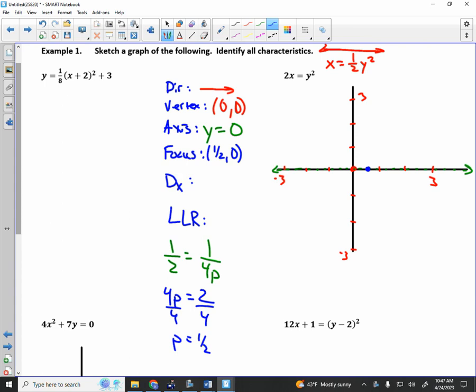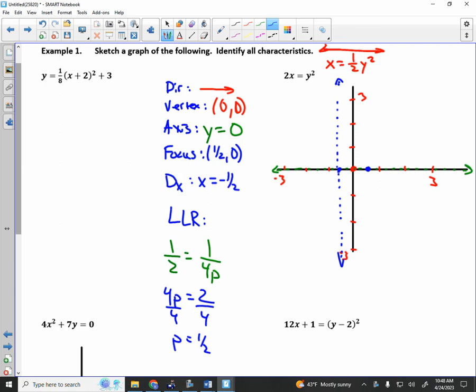Then I move 1/2 a unit in the other direction. And I draw a line that's perpendicular to the axis of symmetry. That is called my directrix. It is a vertical line. Is that going to be x equals or y equals? X equals. And that is -1/2.